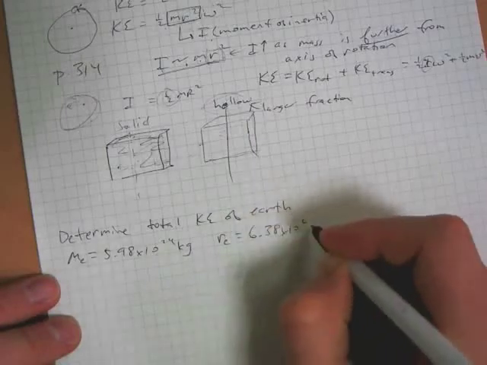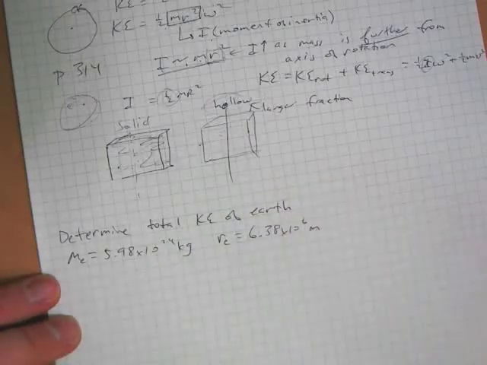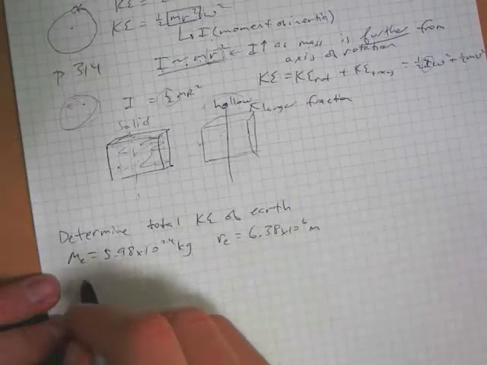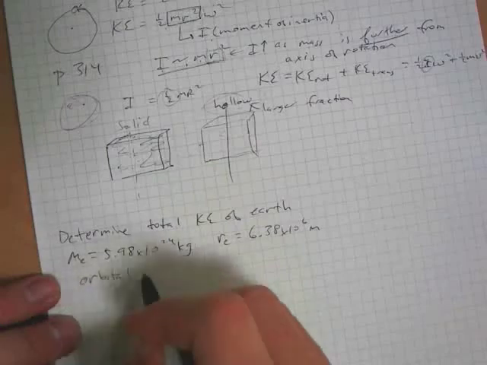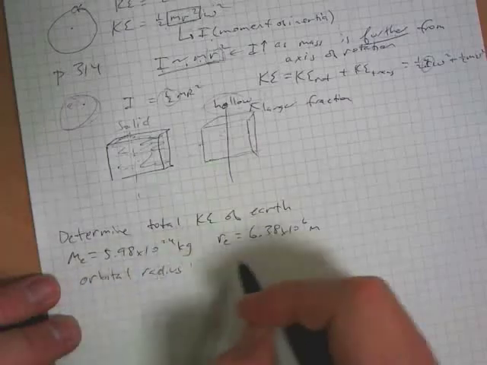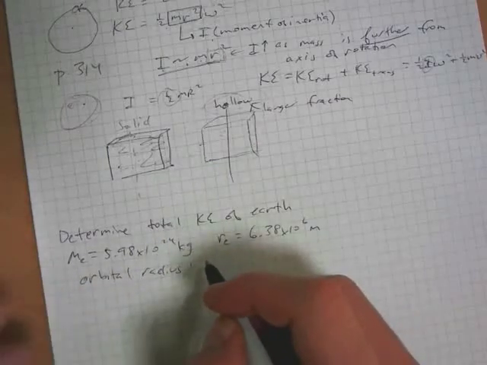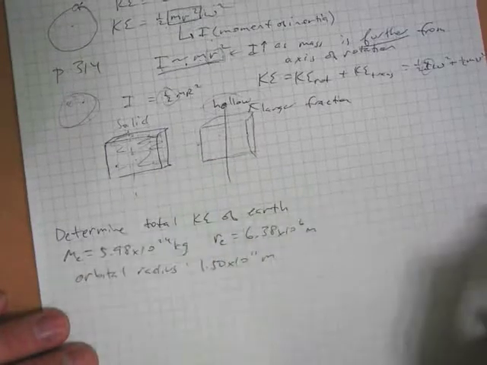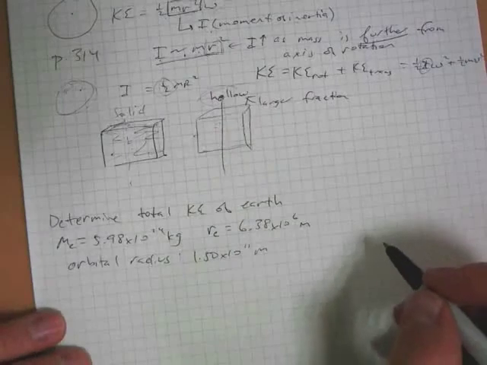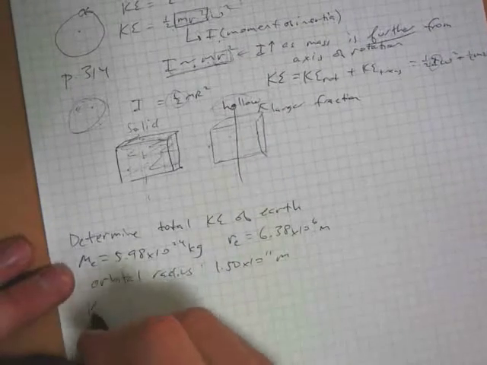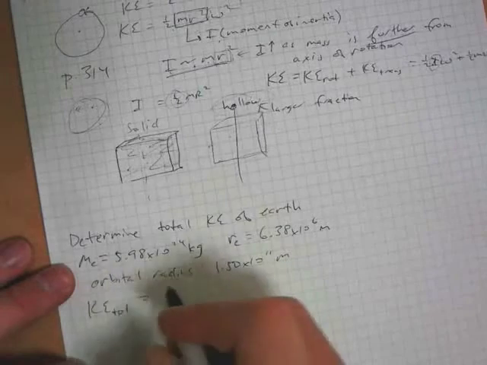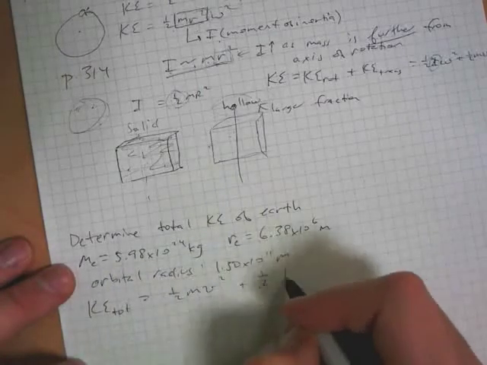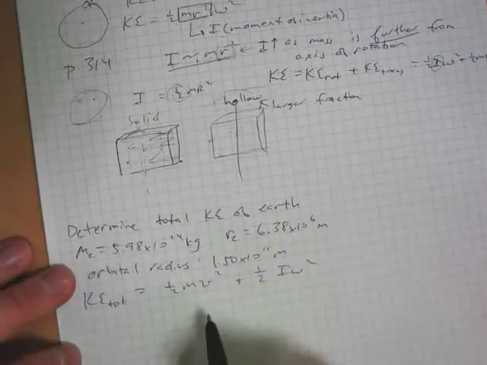The Earth isn't a perfect sphere. And then the orbital radius, which is how far the Earth is from the sun on average, is 1.5 times 10 to the 11th meters. So we know the total KE is 1/2 mv squared plus 1/2 I omega squared.